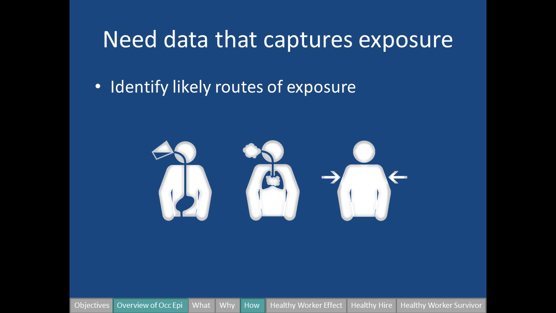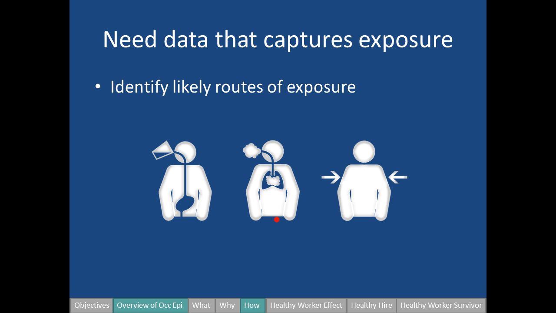So you need data that captures exposure. And for an exposure to exert a toxic effect, it has to reach the human body. So we have to consider the potential routes of exposure. Now these include ingestion, inhalation, and dermal contact. So there are many occupational exposures like dust and gaseous vapors that occur as airborne contaminants. So the predominant route of exposure for these would be inhalation.